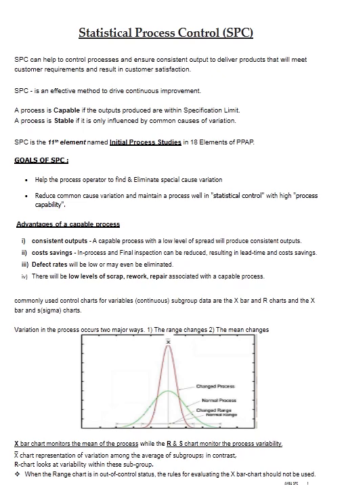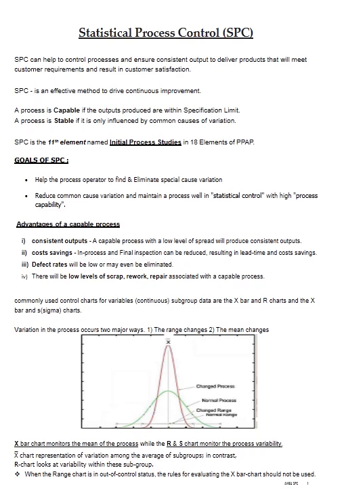Goals of SPC: help the process operator to find and eliminate special cause variation, reduce common cause variation, and maintain a process well in statistical control with high process capability. Advantages of a capable process: consistent outputs. A capable process with a low level of spread will produce consistent outputs.